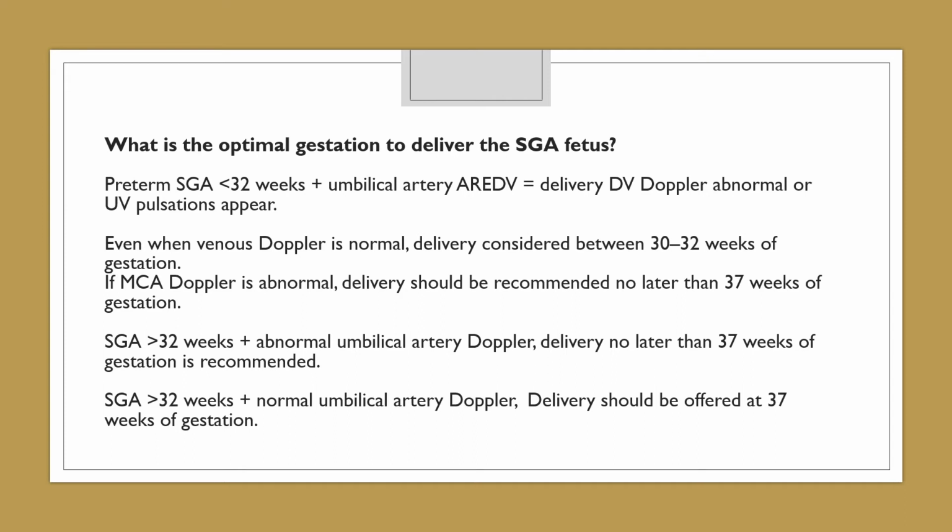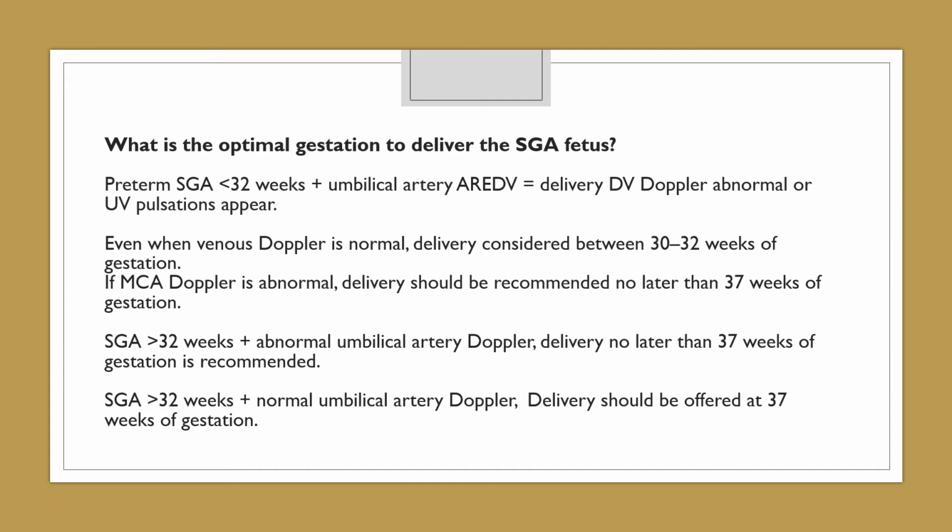Even when venous Doppler is normal, delivery should be considered between 30 to 32 weeks of gestation. If MCA Doppler is abnormal, delivery should be recommended no later than 37 weeks. That's all in preterm babies.